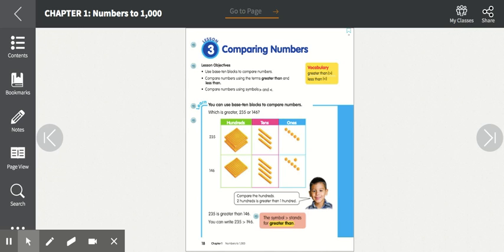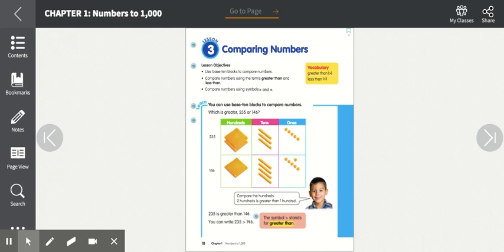So first, let's take a look at this little guy. He is going to compare these two numbers. He's going to use our vocabulary words, either greater than or less than. Okay, so he's got two numbers to compare. You can see he's got 235, and here he has 146.